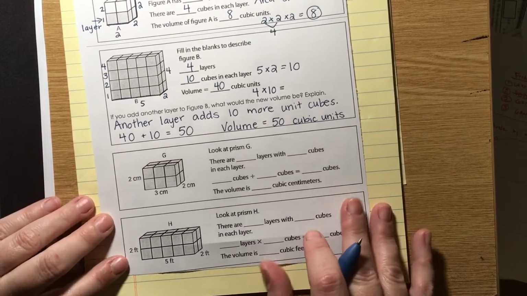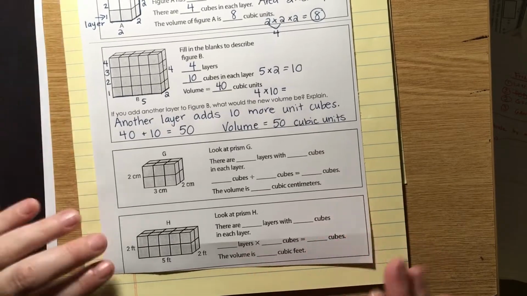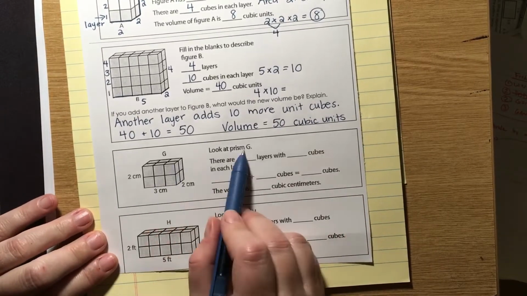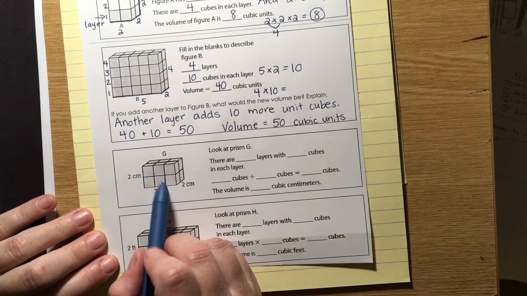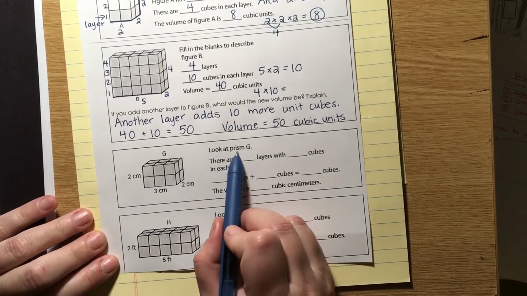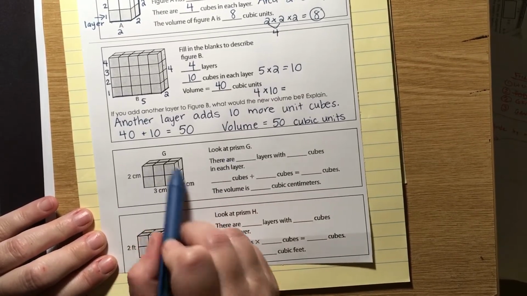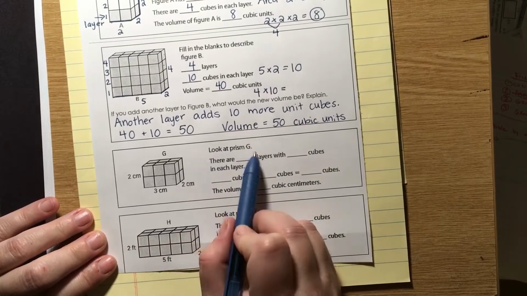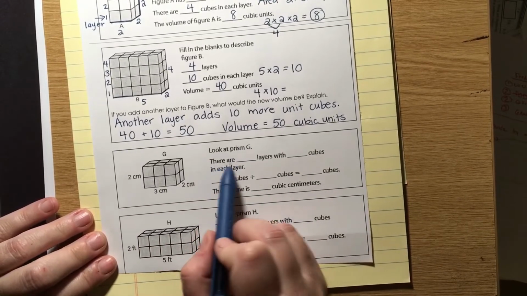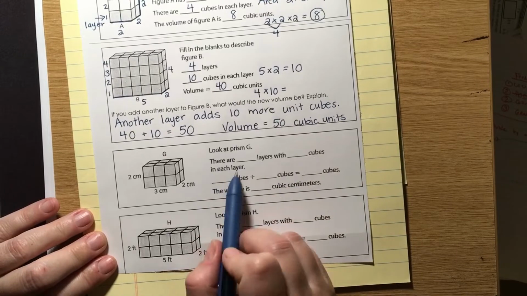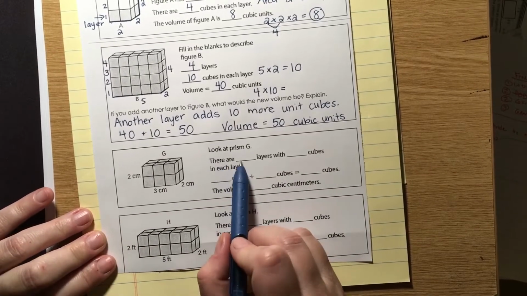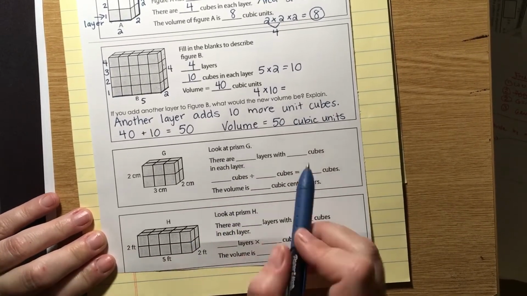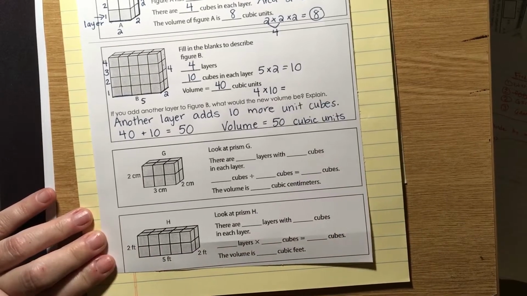All right, looking at the last two on our first page of our BOM notes. So looking at prism G, one way we name geometrical shapes is by capital letters. We look at that prism. In this case, it's a rectangular prism. They're calling this rectangular prism prism G. So there are blank layers with blank cubes in each layer. So take a moment.